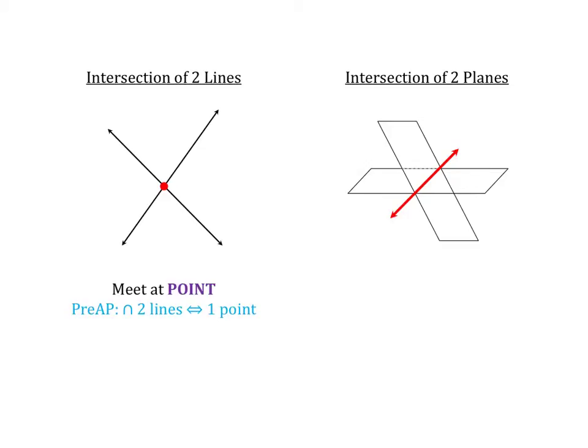And then on the right we have intersecting planes. So planes are 2-dimensional. So if I take away 1 dimension, that means we have a 1-dimensional thing left over. So that must mean that 2 intersecting planes will meet at a line.